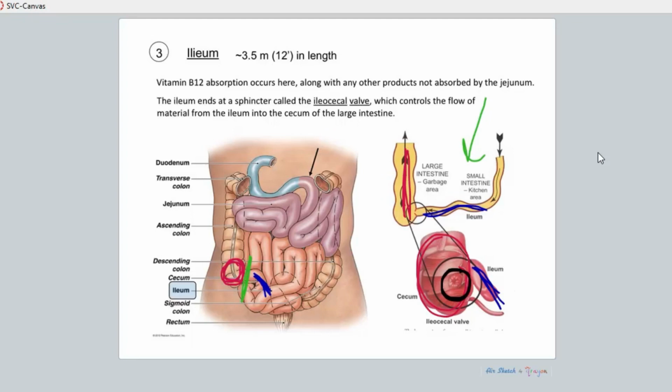And what's that sphincter called? Well, it's called a valve, but it's actually a sphincter. But more importantly, it's called the ileocecal valve. Ileo because we're dealing with the ileum, and cecum because we're dealing with the cecum too. So it's the ileocecal valve. But again, it's a sphincter. It's a modified layer of the inner circular layer of the muscularis externa.